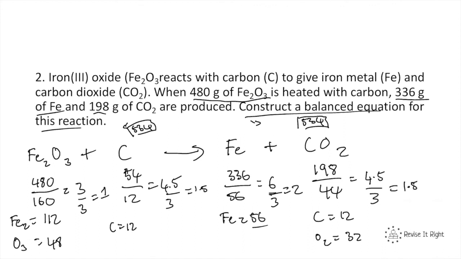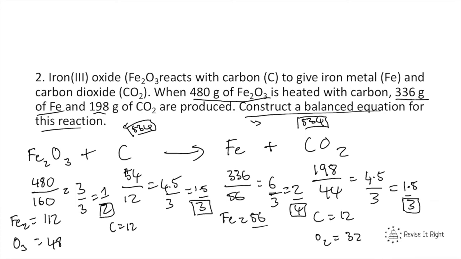Now because we've got nice numbers here, 1.5, but they're not whole numbers, what we can do is double them. If we double these, it means we also have to double the remaining ones as well. So we're going to double all of them. So 1.5 doubled is 3. 1.5 doubled again is 3. Now 2 doubled is 4. And 1 doubled is 2.